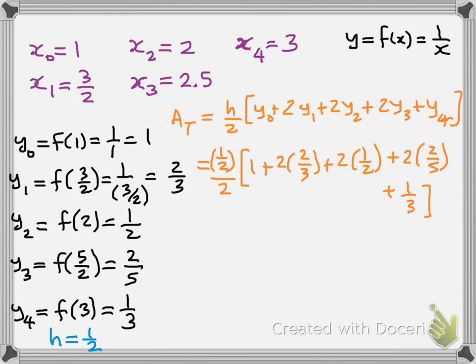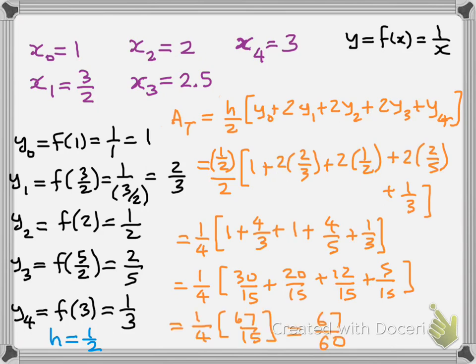So all we're doing now is just arithmetic, right? Half divided by 2 is a quarter, times 1 plus 2 times 2/3 is 4/3, then plus 2 times 1/2, that is 1, plus 2 times 2/5, that's 4/5, plus 1/3, which if you simplify, you will just get 67 over 60 squared units will be the area under the curve, the approximate area under the curve using the trapezoidal rule. If you are using 4 trapezoids, that is.